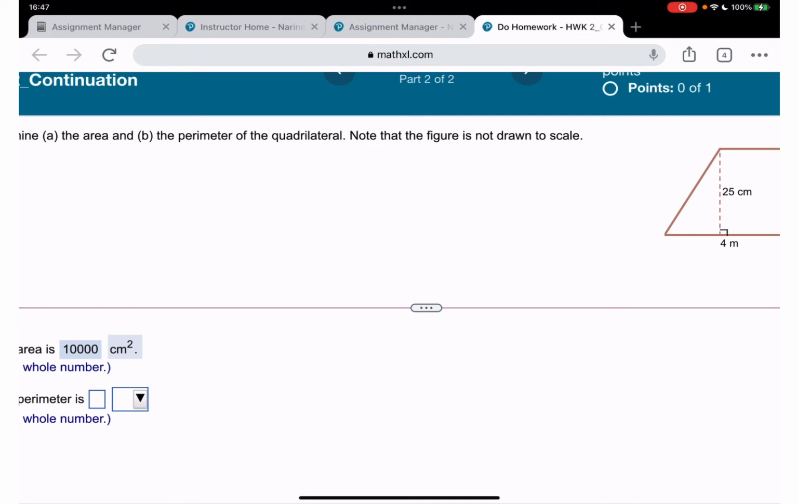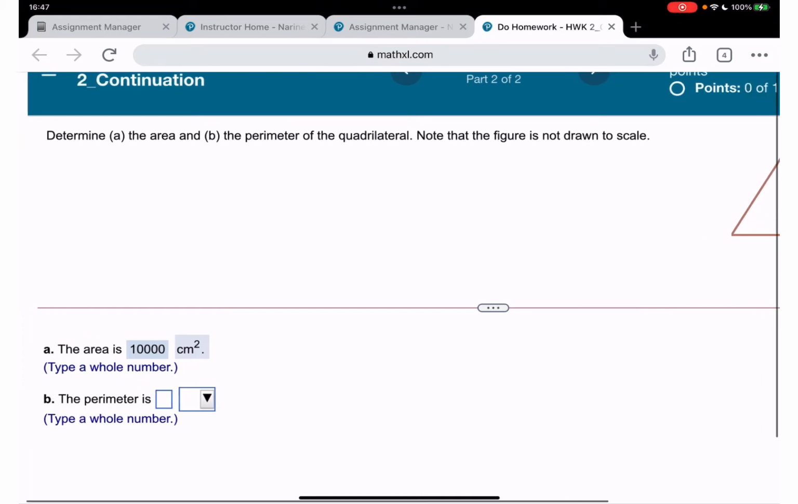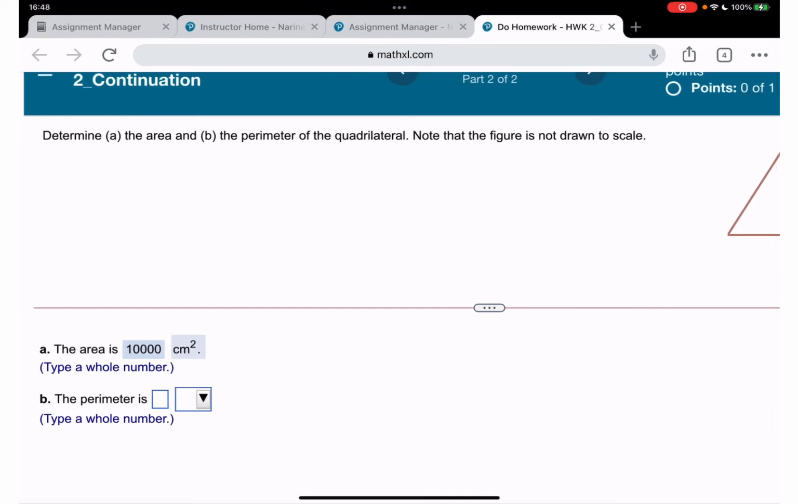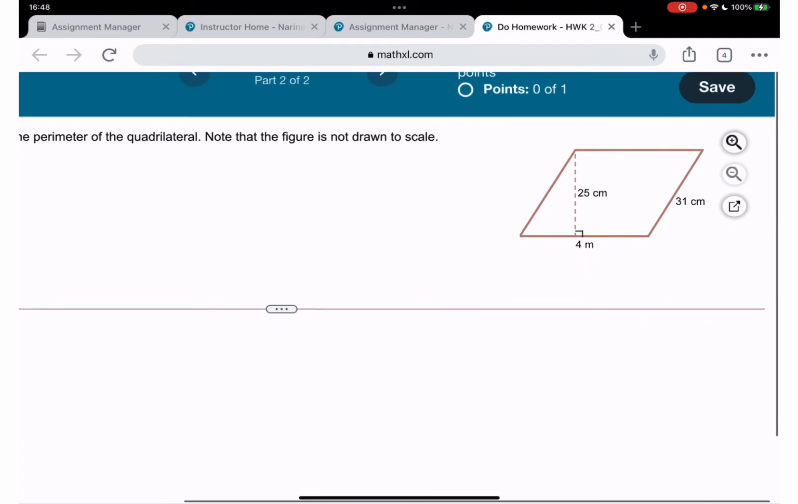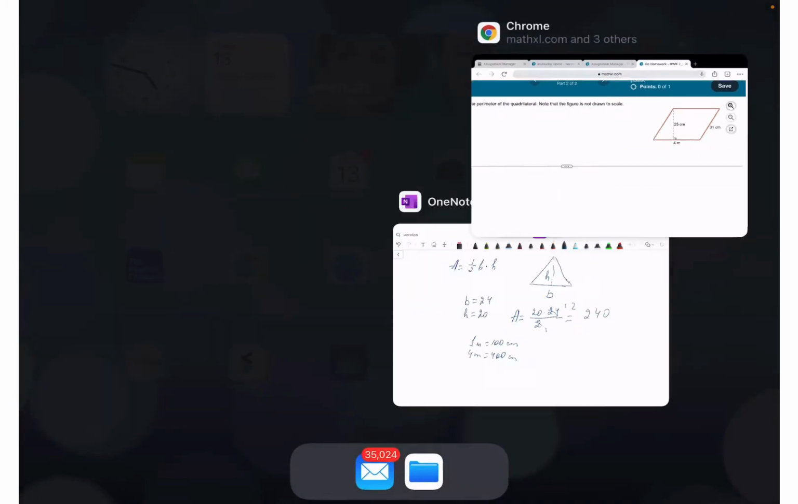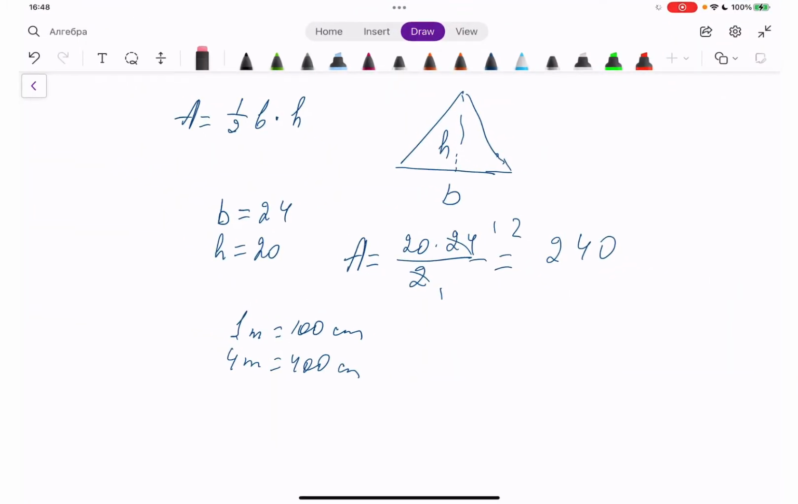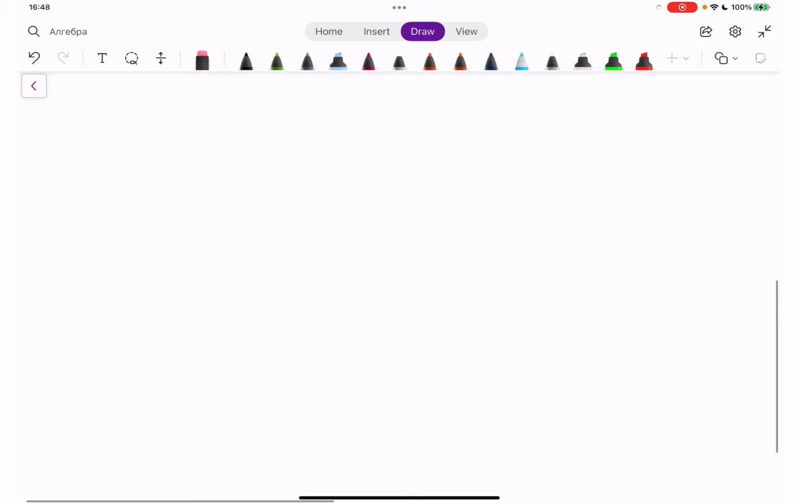We have here also the perimeter. Perimeter is a sum of all sides. So what do we have? One side is 4 meters, the other one is 31. So 4 meters, we said it's 400 centimeters. 400 plus 31, it's going to be 431. And since we have another 2 sides, I'm just going to multiply by 2. 2, 6, and 8. 862.